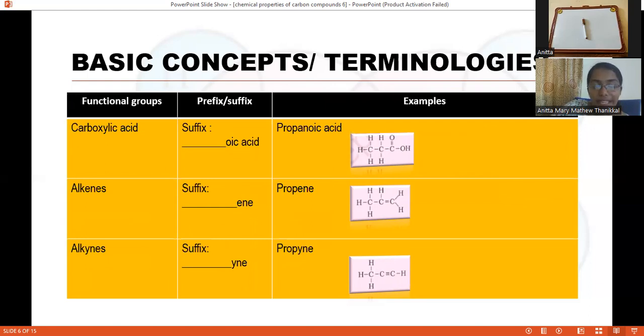The next functional group is alkenes. Here we write the suffix as ene. So for example, propene. Prop is the name and ene is the suffix form. The last functional group in this section is alkynes. We write the suffix as yne, propyne. So as an example, prop is the name and yne is the suffix form.